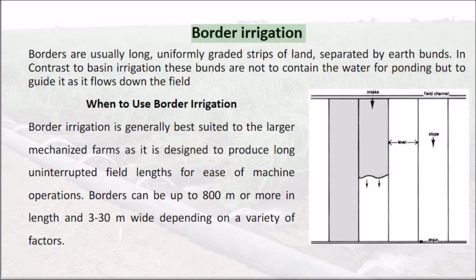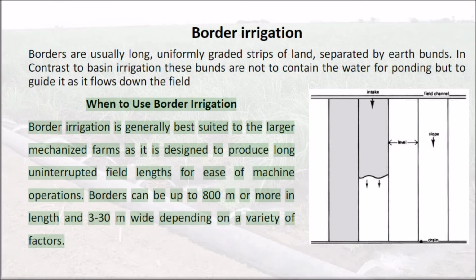Border irrigation. Borders are usually long, uniformly graded strips of land, separated by earth bunds. In contrast to basin irrigation, these bunds are not to contain the water for ponding but to guide it as it flows down the field.